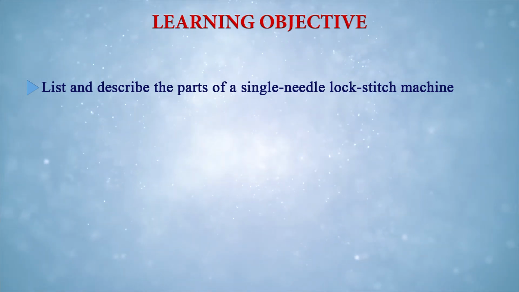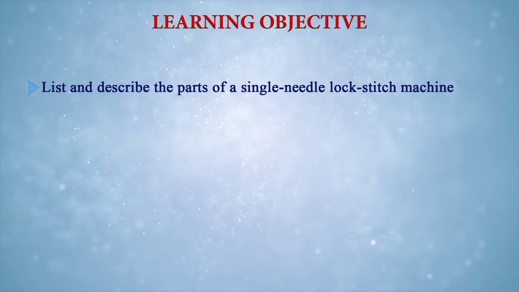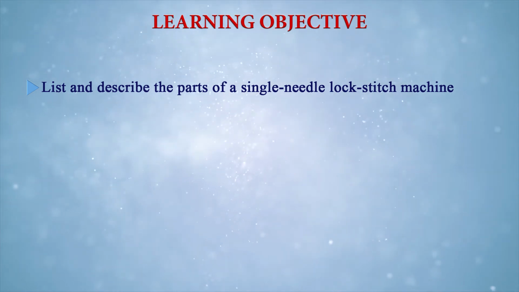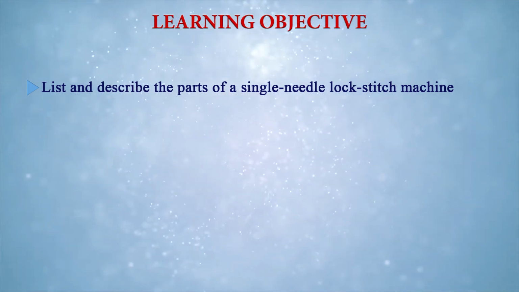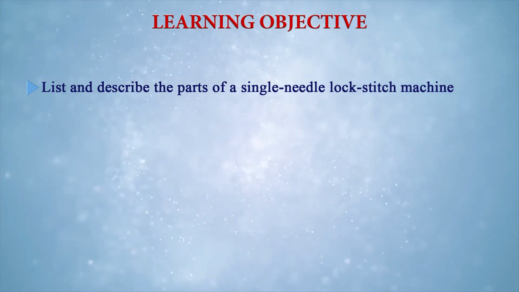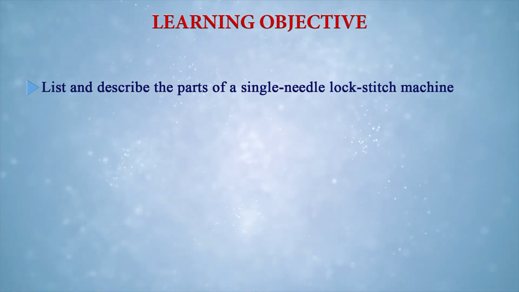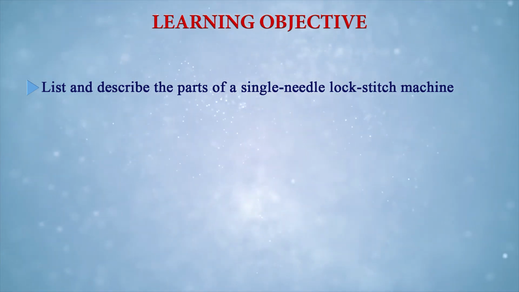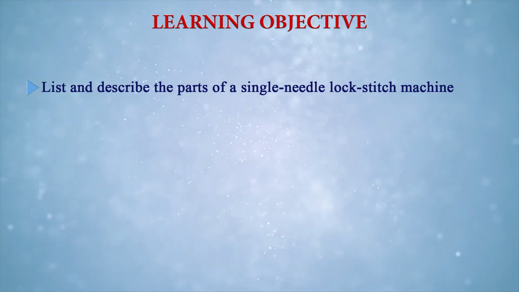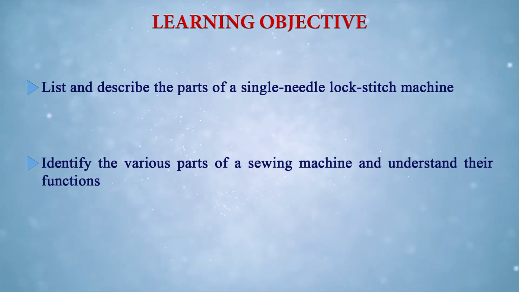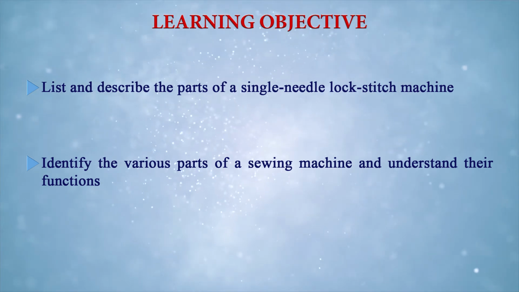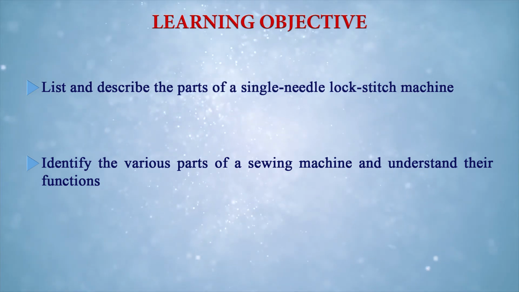In the later part we will discuss that there are different types of sewing machine. So when you go through this unit, you will be able to know very well what the single needle lock stitch machine is and about its different parts, and you can identify its various parts and understand their function.